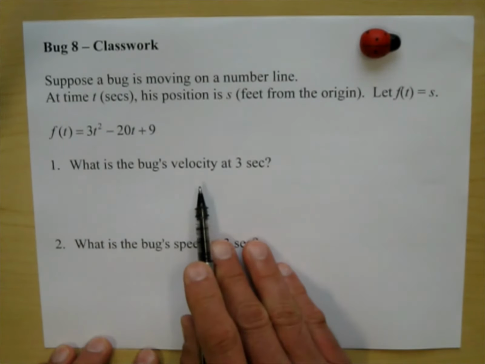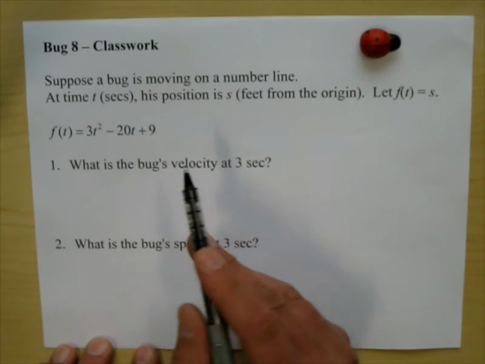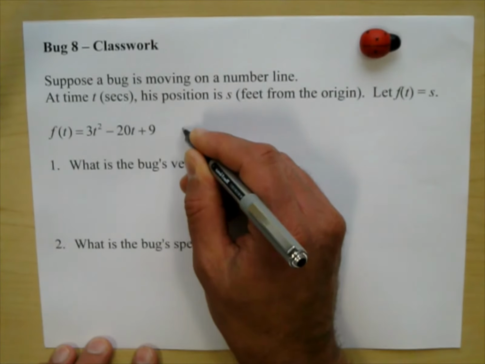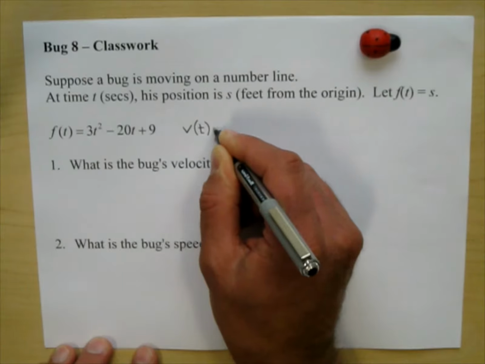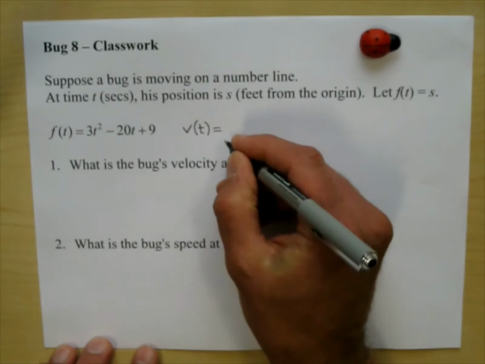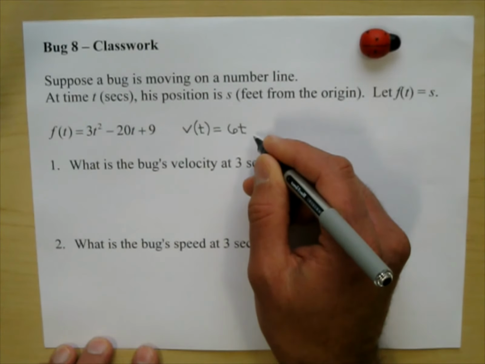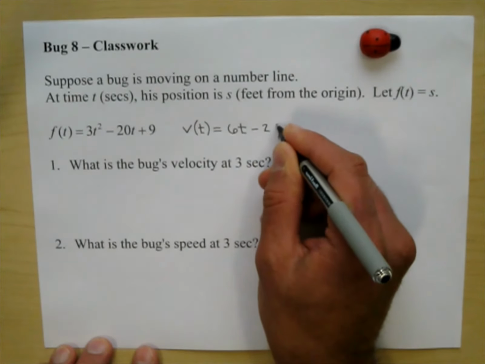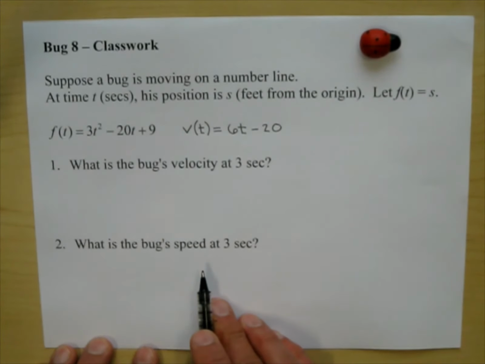So if asked that, what you would want to do is compute the derivative. And I'm going to call the derivative not f prime, I'm going to call it v. v of t is, and then we've learned shortcuts, so this is going to be the 2 jumps down front, 6t minus 20. So there that is. So now they're asking, what is the bug's velocity at 3 seconds?